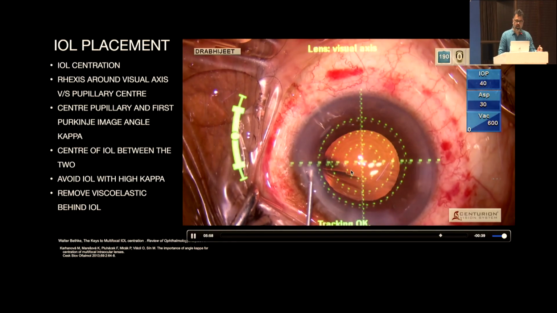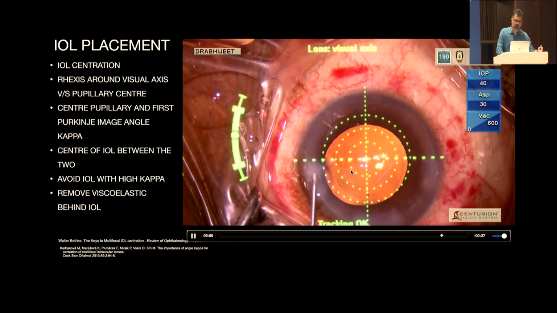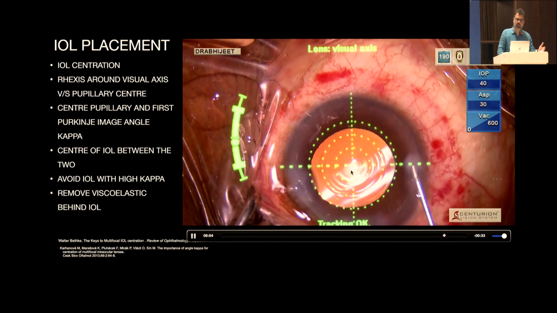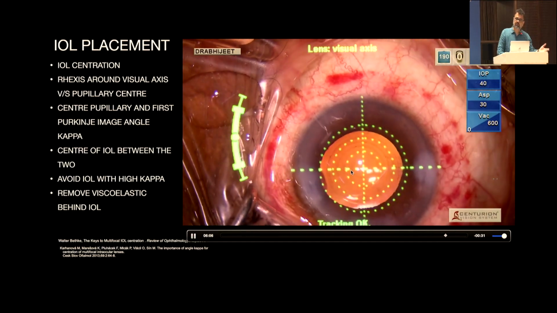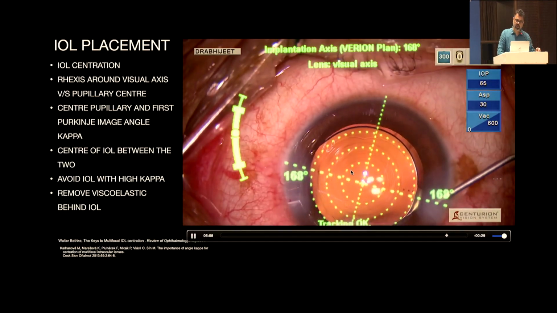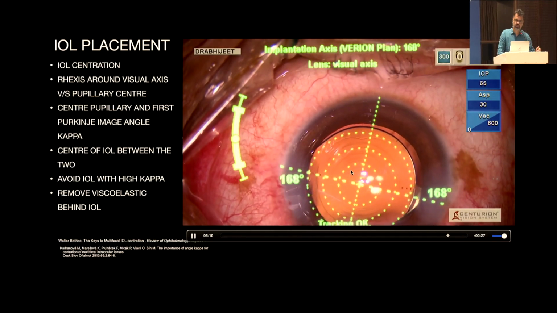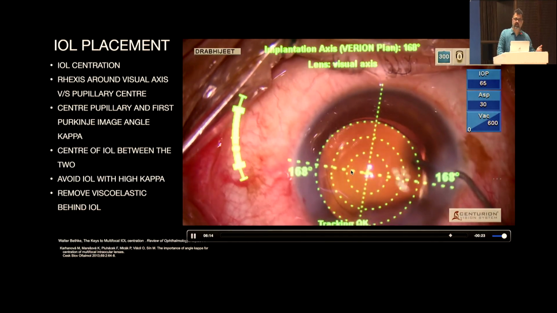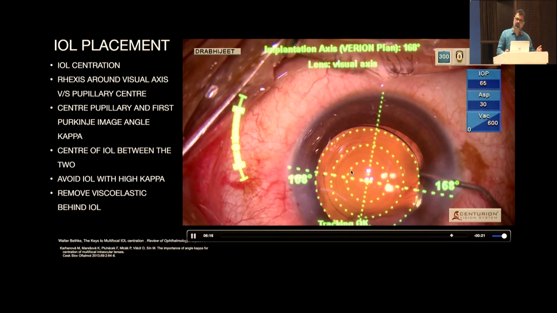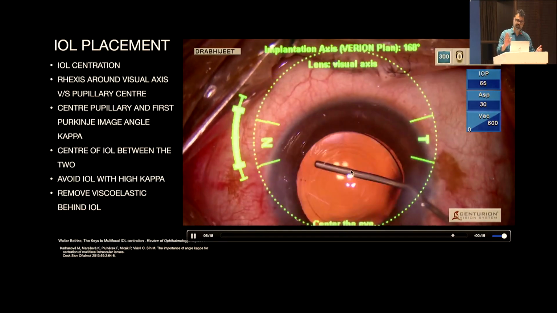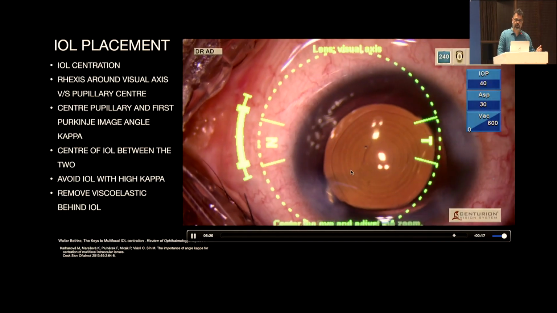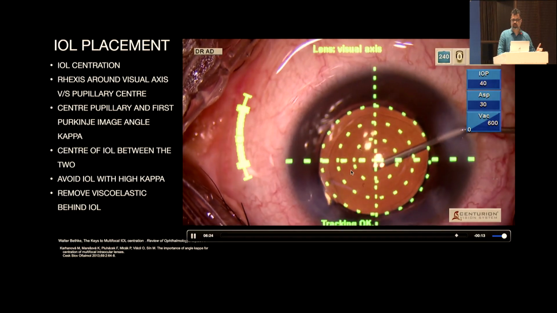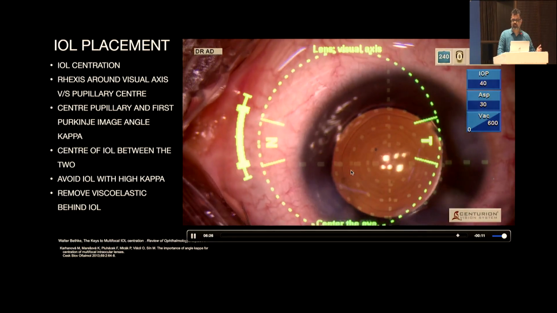You can avoid IOLs in very high kappas. You definitely need to remove viscoelastic from behind the IOL. I have changed my technique over a period. I do a hydroimplantation of the IOL so that I don't have to remove the fluid from behind the lens. And a good habit would be to also tap the lens and make the lens stick to the posterior capsule when you're coming out. So that's how you do the centration on the Varion. That gives you, this is on the visual axis.